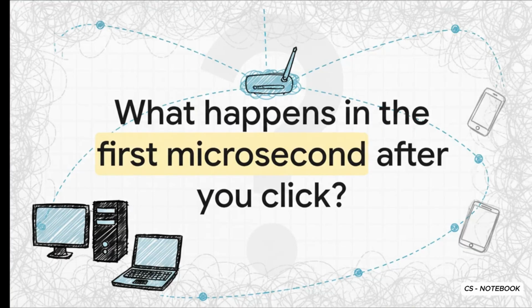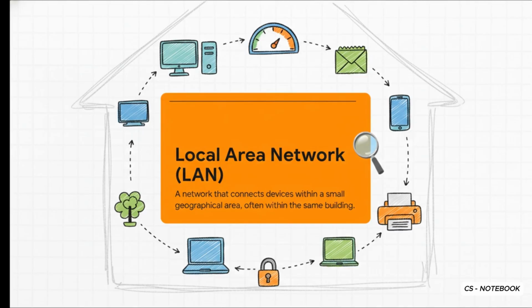Okay, so you click. Bam. What happens in that very first microsecond? Your computer immediately sends out a request. But where does it go? It doesn't just magically teleport onto the internet. No. First, it has to talk to the other devices that are right there in the room with you. This little neighborhood is called a local area network, or a LAN for short.